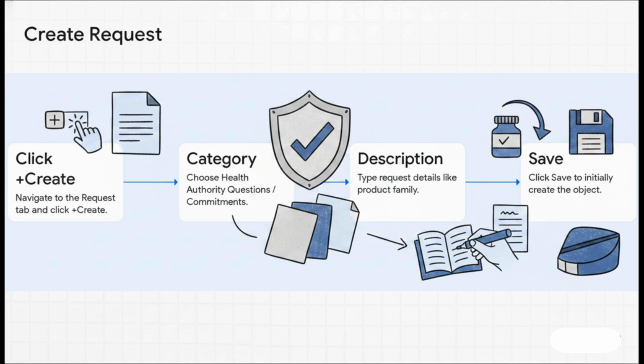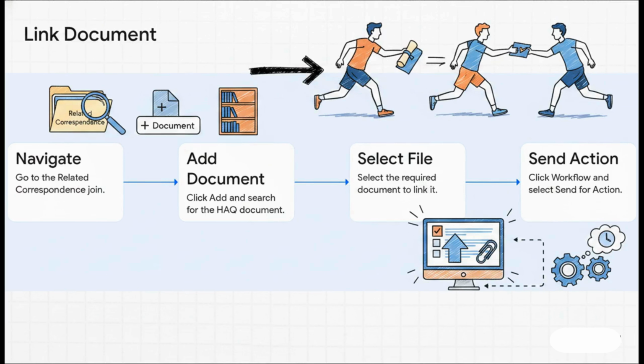But hold on, we are definitely not done yet. You can't pass the baton empty-handed, right? Linking the received document ensures the next runner has all the context they need. So you navigate to the Related Correspondence section of your new request. In Veeva, they call these sections joins.